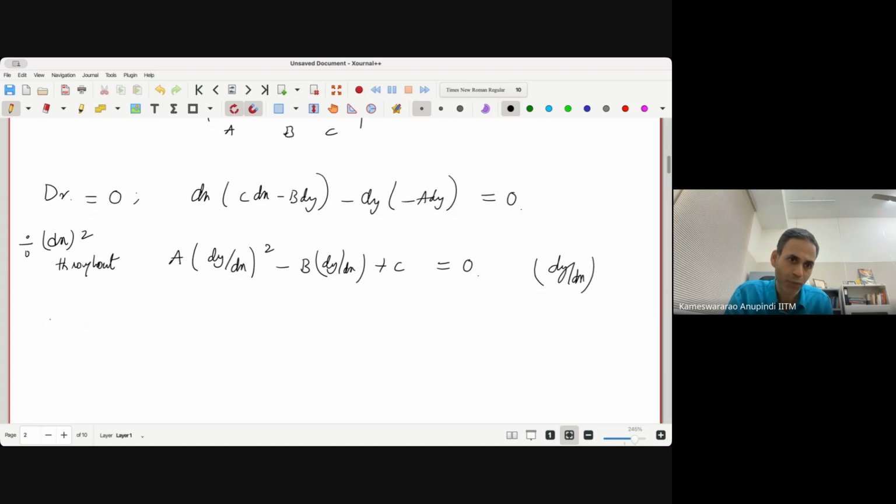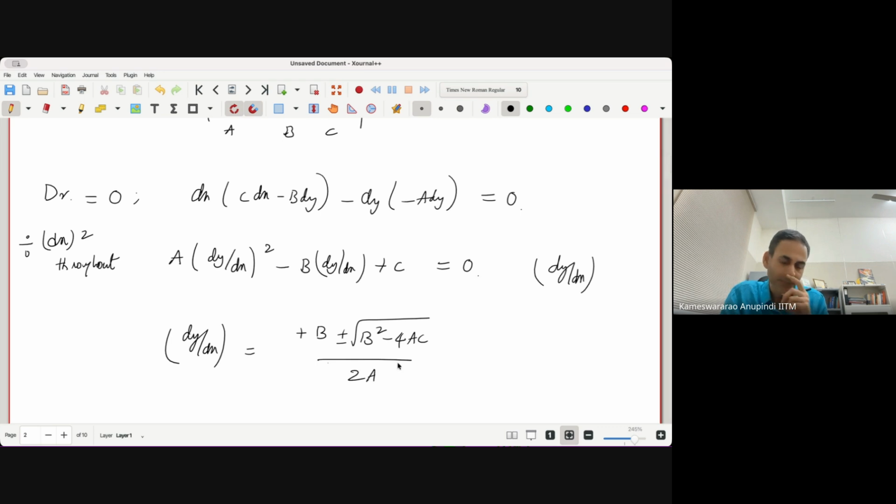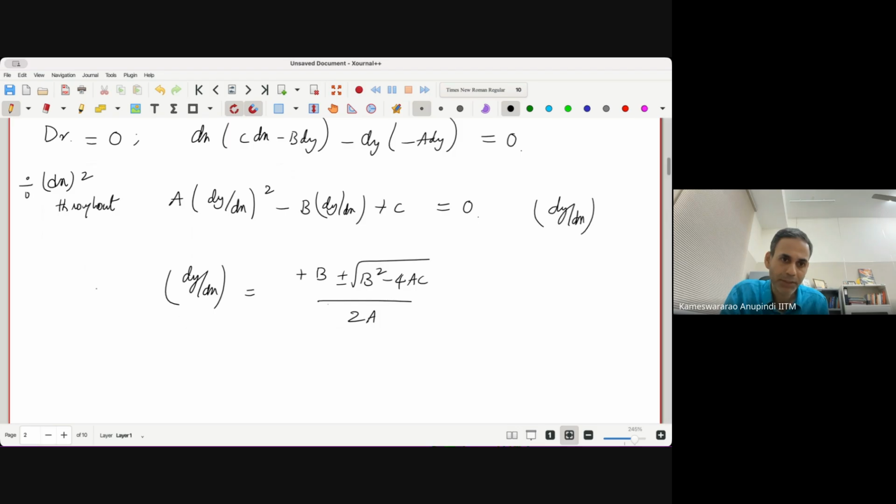Okay, so I'm going to obtain the slope, and we know from algebra that dy/dx equals minus b plus or minus square root of b square minus 4ac, divided by 2a. Okay, all right, so this is going to be the slope of the characteristic lines.